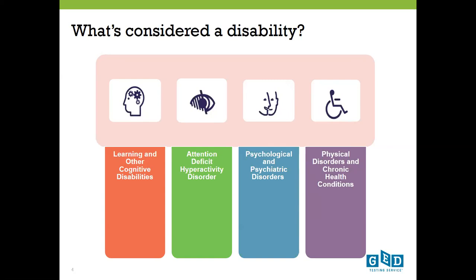The next category is attention deficit hyperactivity disorders. This category, the documentation is often just a letter from a doctor saying the candidate is diagnosed with this disability. It's really helpful if we know when that diagnosis was made. And the documentation we used to say needed to be within 3 years, but we have changed that now, and that documentation just needs to be within 5 years as well.